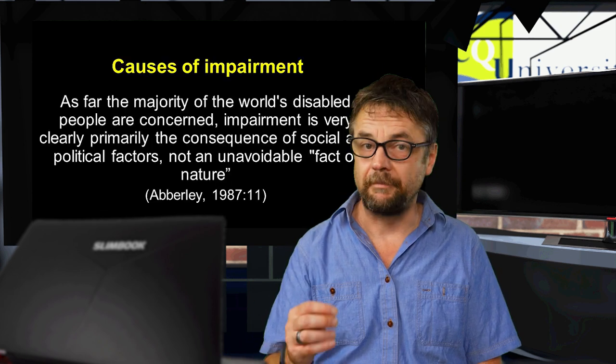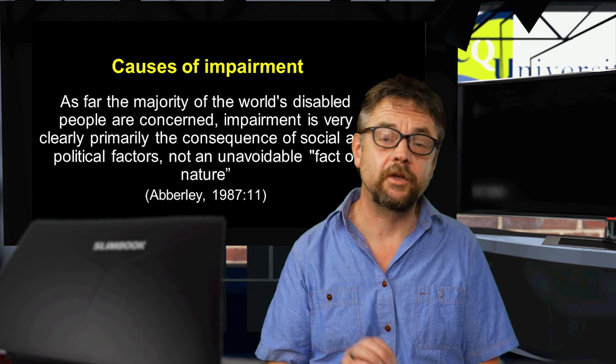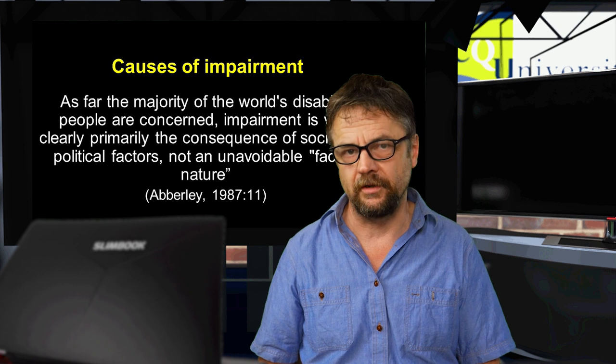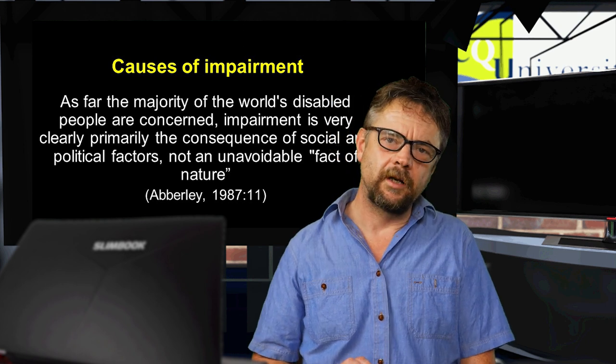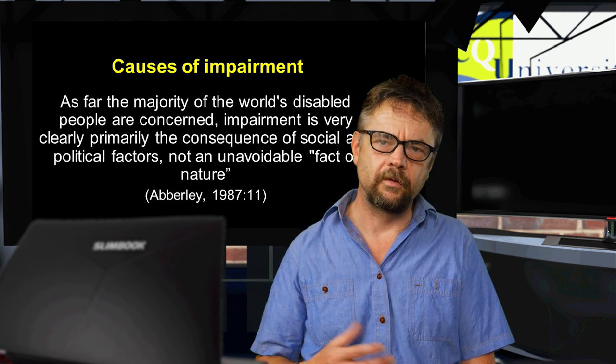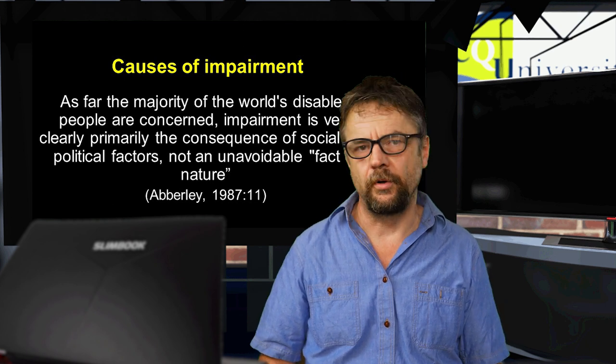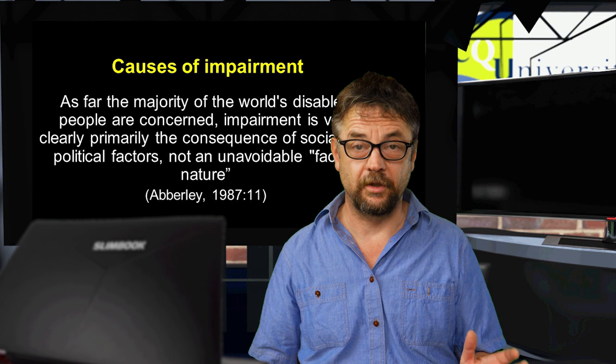So as for the majority of the world's disabled people, impairment is very clearly primarily the consequence of social and political factors, not an unavoidable fact of nature. That comes from Abeley. But the social environment not only creates impairment, it also disables people who have impairments. This is the crucial point that guides us to the social model of disability.